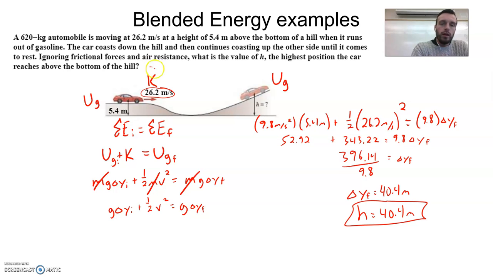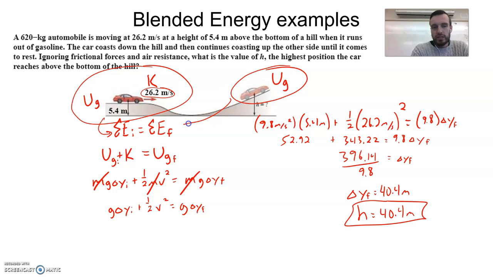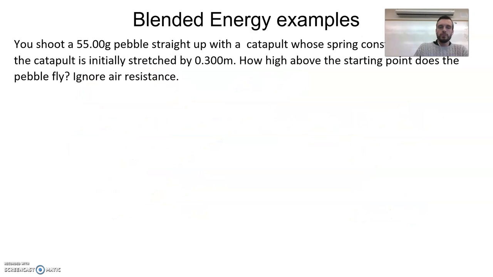Big picture, though. At the beginning of the problem, our total energy has to be equal to the total energy at the end of the problem. In this particular case, at the beginning we had both potential and kinetic, and at the end we had just potential. Let's look at another one.